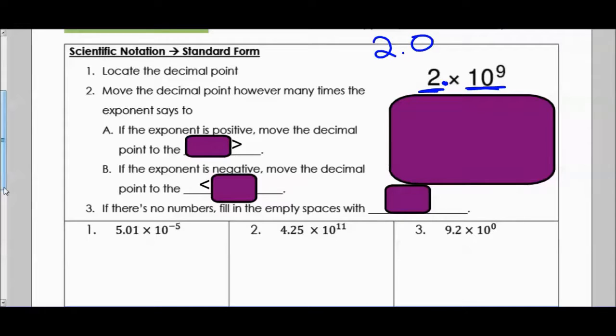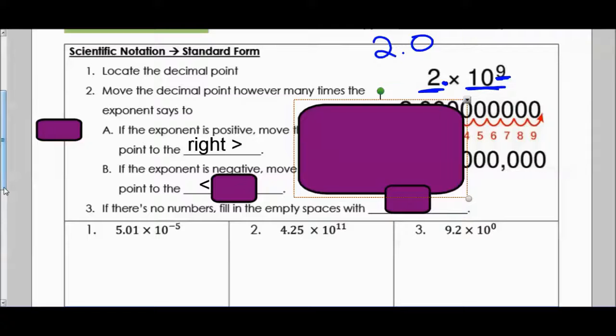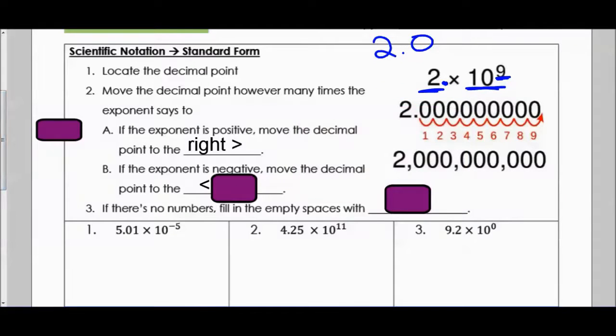If the exponent is a positive number, we're talking about a really big number, and we're going to move the decimal place to the right. That's what we're going to see here. We're moving the decimal place to the right to make this into a really big number. That's 2 billion. If the exponent was a negative number, then we would move the decimal place to the left and we'd be talking about a really small number.